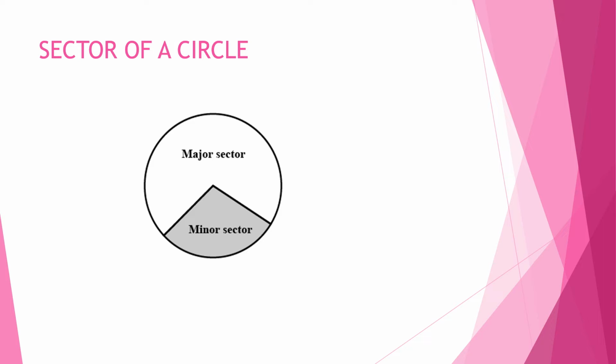On the other hand, the major sector is a portion of the circle which is bounded by the two radius and the major arc of the circle. Here in this diagram, the white portion represents the major sector, which is bounded by the major arc and the two radius.